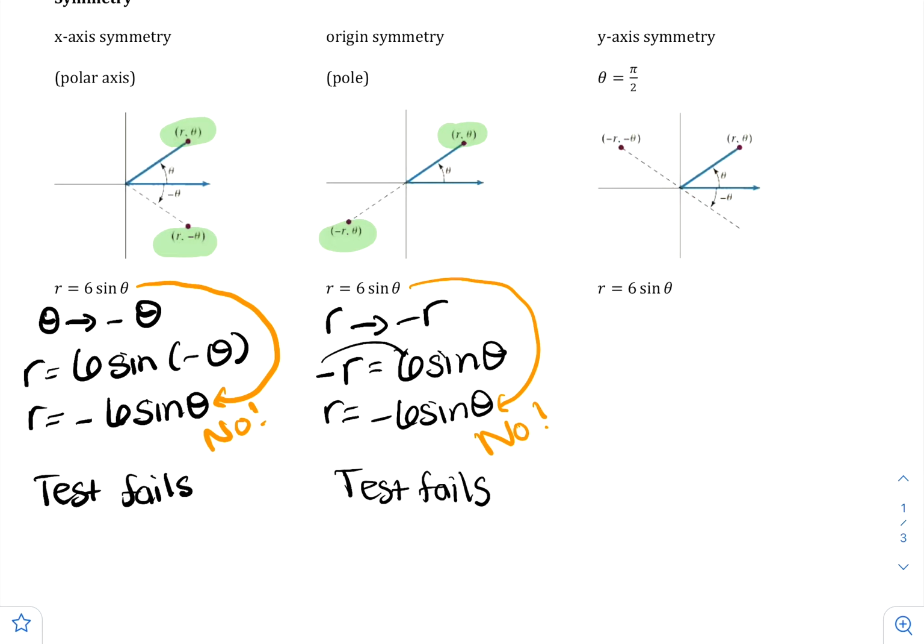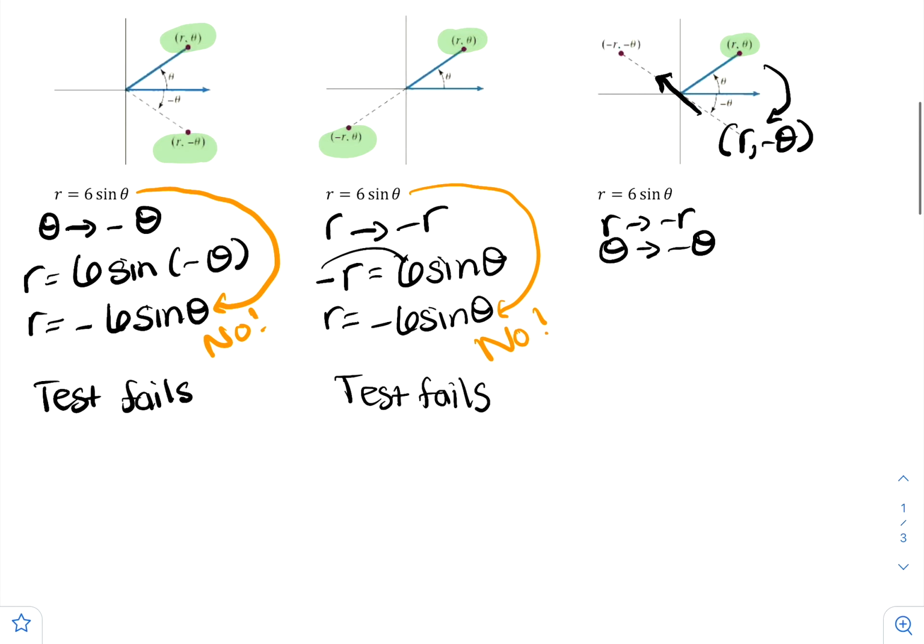Okay, the last symmetry, y-axis symmetry, and the reason I do it last is because it actually combines the x-axis and the origin symmetry together. So you have a point r theta. What you would do first is bring it down. So first you would make the theta negative, and then you would go across. So now you would make the r negative. So in the end, they both end up being negative. So not only are you making the r negative, you're also making the theta negative.